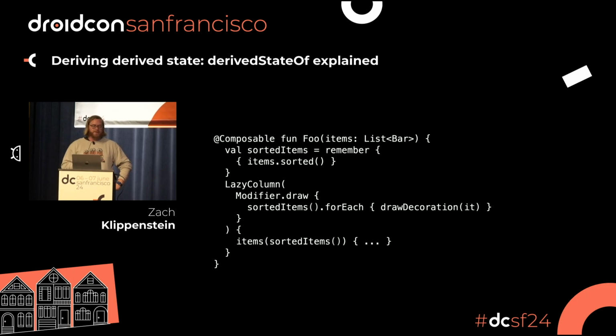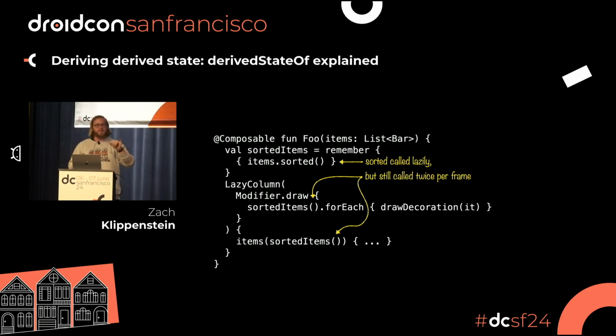So, one thing we could do here is wrap that call and make it a function instead of just doing it right away. So we're going to remember a function that calls sorted, and then we're going to call that in layout and draw. Now we're not doing the calculation in composition. We're waiting until a later phase, but we're still doing the sorted calculation twice. So we're doing double work.